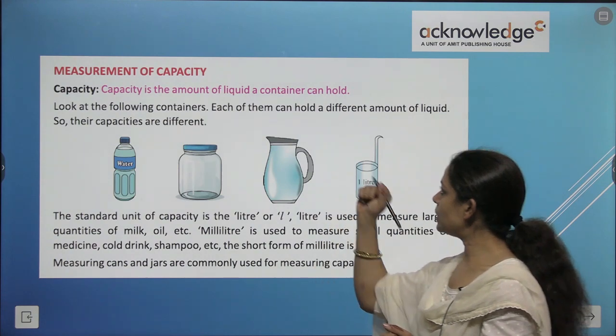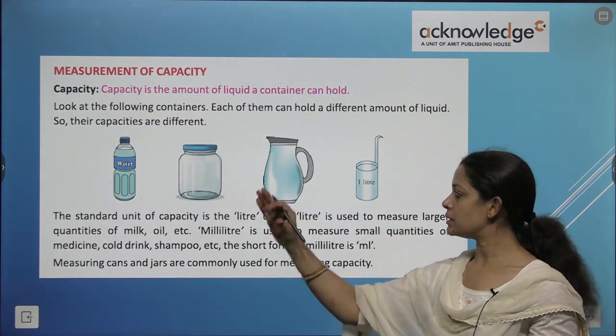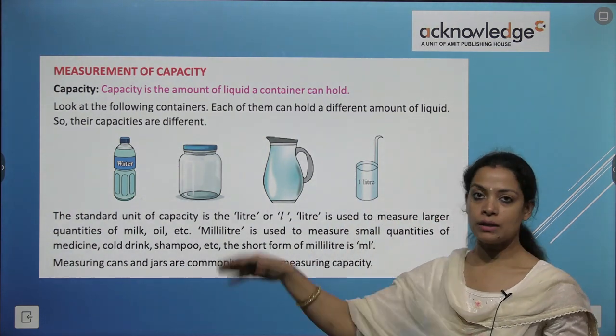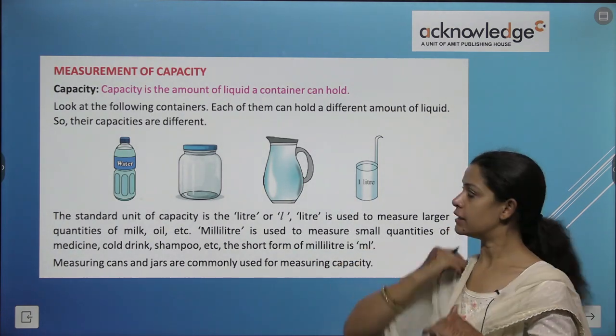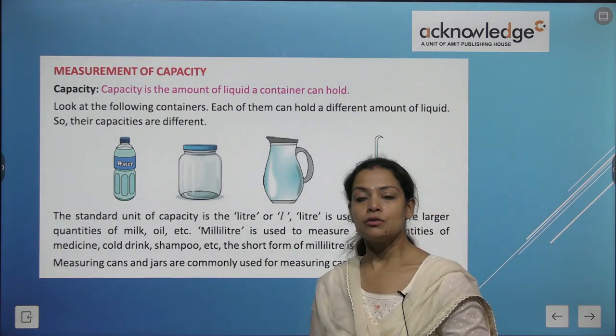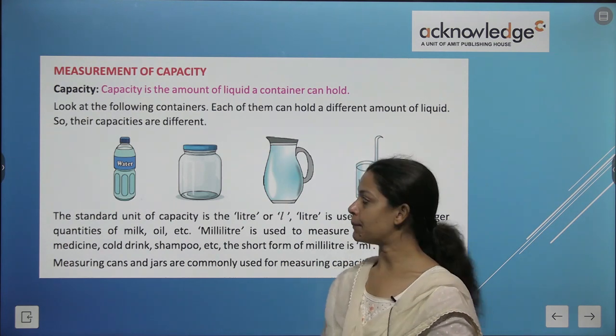So what happens? Each of them, अगर different type के आप bottles, jars, containers ले, so each of them has different amount of liquid stored in it. So this means that they have different capacities.